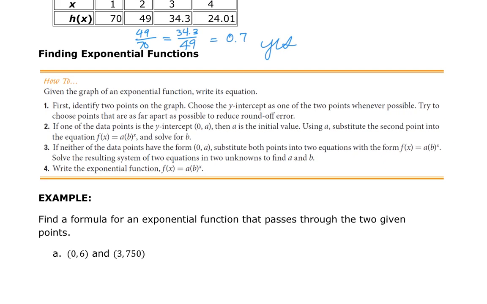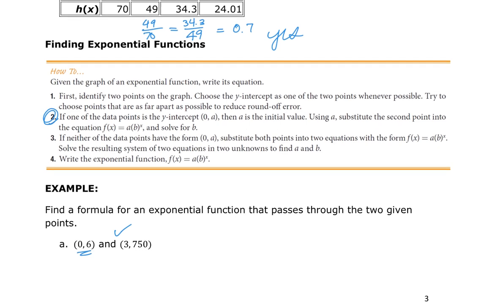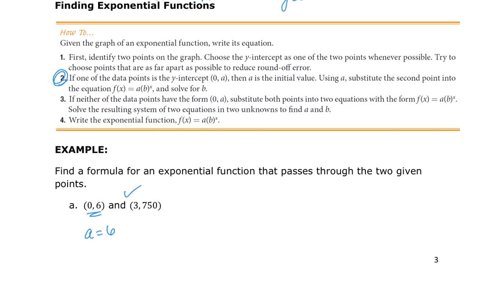All right, so find the exponential function given the graph of an exponential function, write its equation. Identify the 2 points on the graph. If one point of the data is the y-intercept, then we know the initial value. Oh, look at that. So we know a happens to be 6. That's nice.